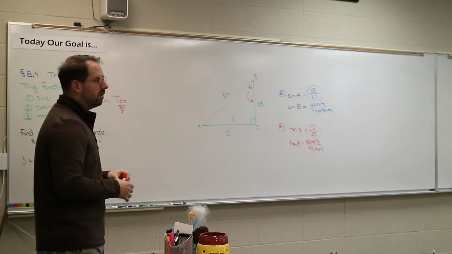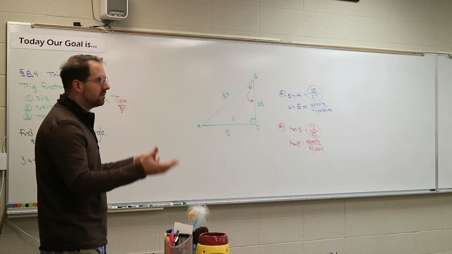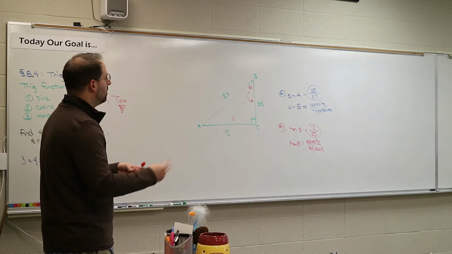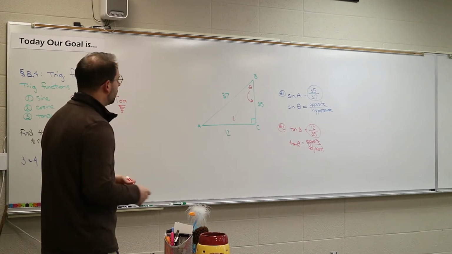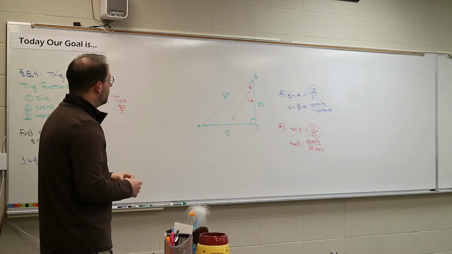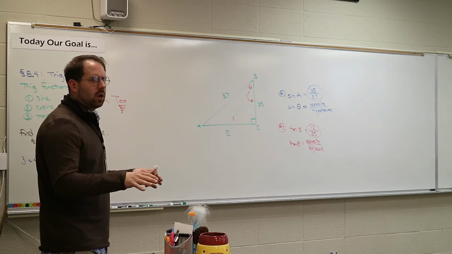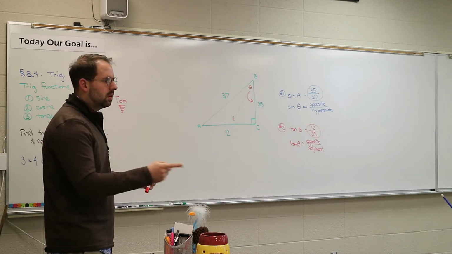All right, questions on those two. Again, they could ask for cosine as well, and you'd use adjacent over hypotenuse, depending on which one they ask for. Okay, any questions about how the first problems are going to work?